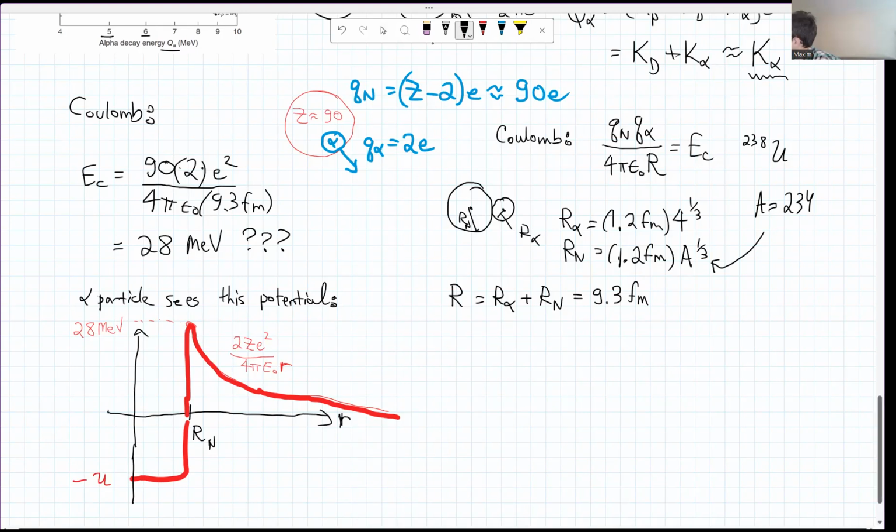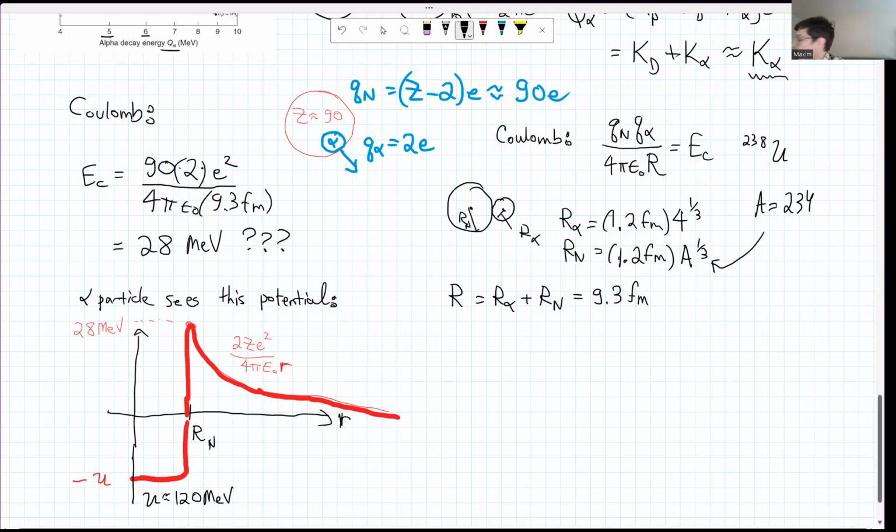Yes, so scattering results give that U is about 120 MeV. Really big, right?